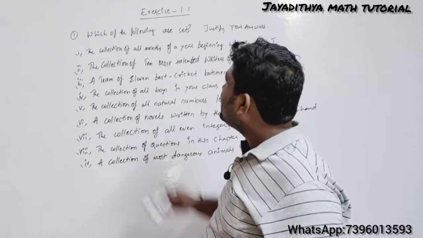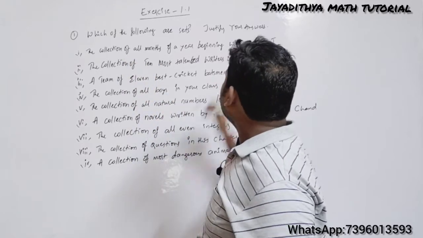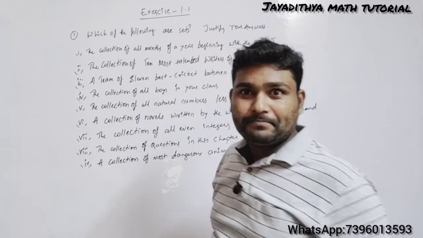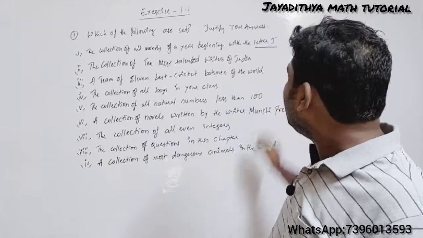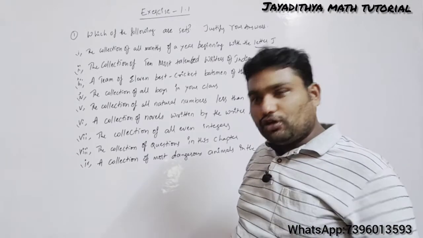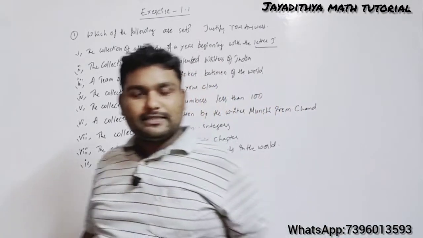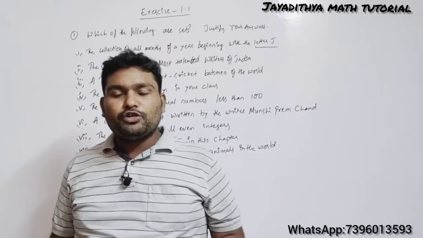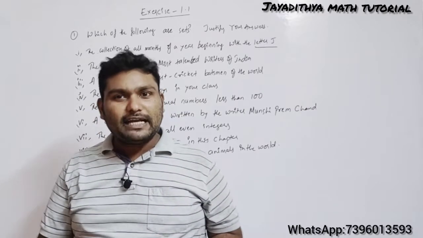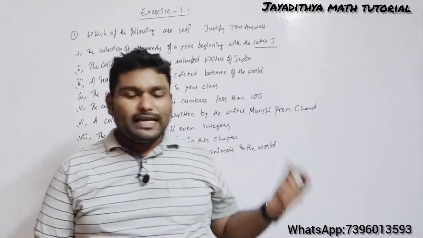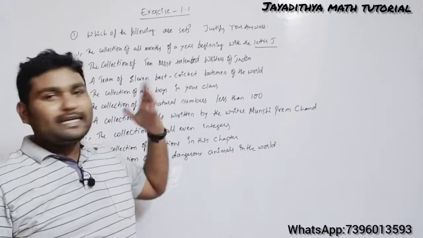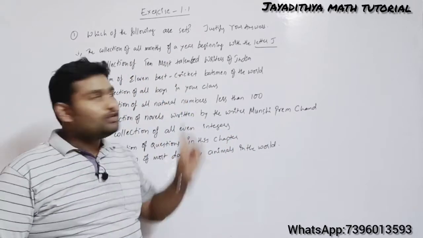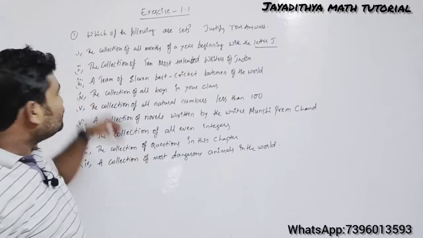What is our first one? Collection of all months of a year beginning with the letter J. You know that in a calendar year we have months like January, June, July. These are the months which start with the letter J. So it has a specific answer, and you can easily say that it is a set. So the first statement is a set. Let us go for the next one.